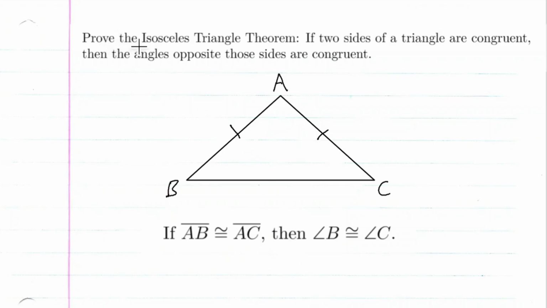Okay, so we're going to prove the isosceles triangle theorem, which states that if two sides of a triangle are congruent, then the angles opposite those sides are congruent. So if we have AB congruent to AC, then angle B must be congruent to angle C, right? The angles opposite those sides must be congruent. So let's go ahead and start the proof.